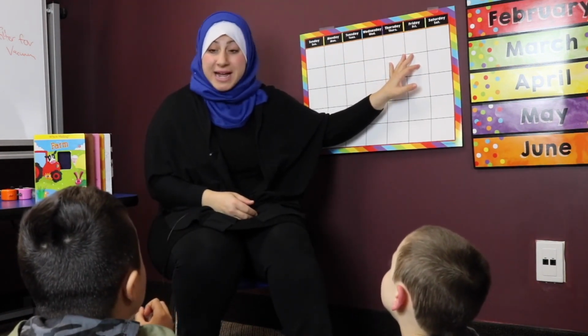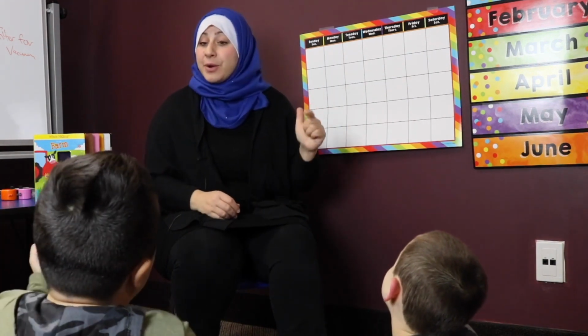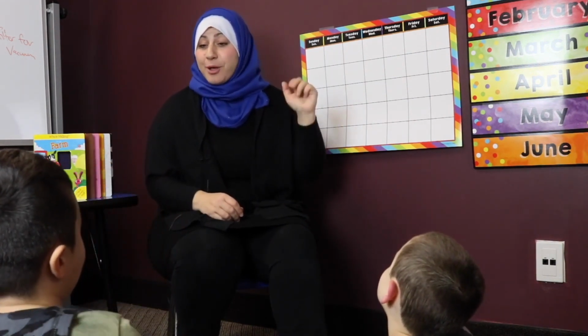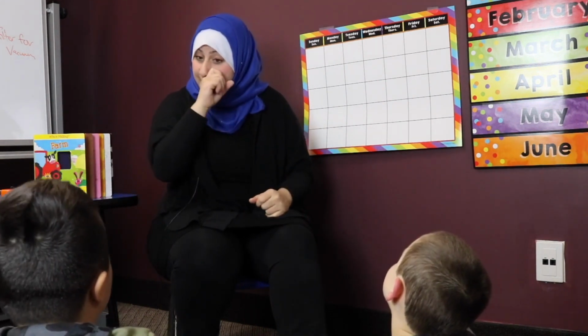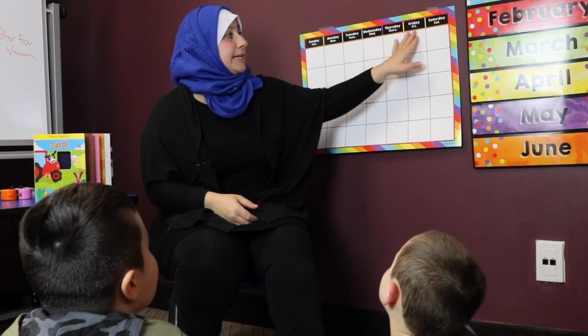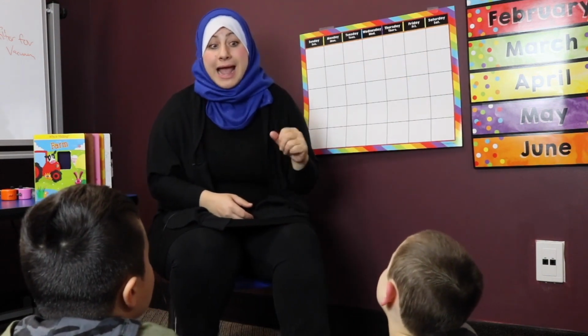Let's go into the months of the year. How many months are there in a year? Yes. 12. There are 12. Good job. January, February, March, April, May, June, July, August, September, October, November, December. These are the months of the year. Well done, my friends. So we did the days of the week, the months of the year, and now we're going to go into a little book and read a story.